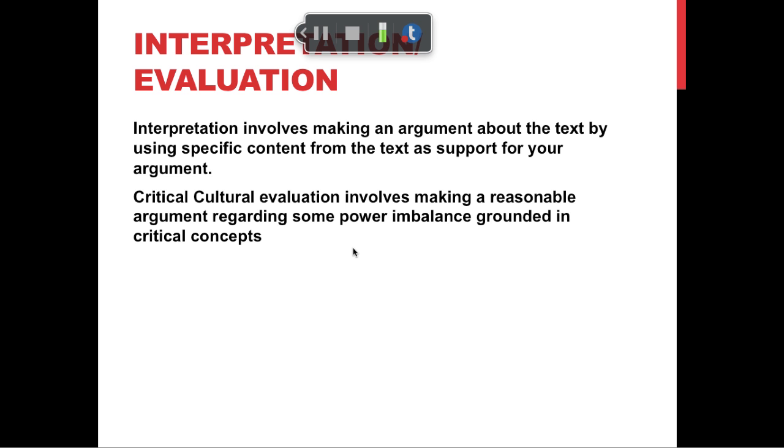Critical cultural evaluation involves making a reasonable argument regarding some power imbalance grounded in these critical concepts. So as we read the articles, we need to be able to remember, we need to be able to focus on and identify some power imbalance that's intercultural. One group is privileged over another in some way, and we need to be able to make that argument based on these critical concepts we have. It could be a value analysis, or it could be a systematic analysis. Any kind of rhetorical analysis, but we've offered you to do those two different versions, so it's a good idea to stay there.